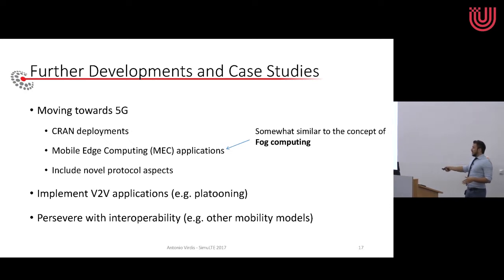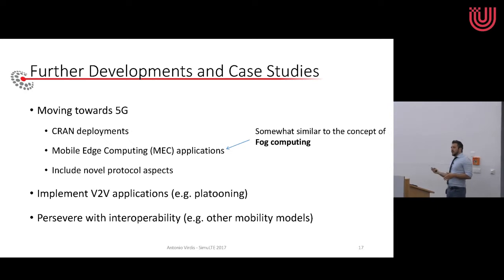Of course, we are currently implementing some vehicular V2V applications, for example, a platooning application, which is the idea of coordinating vehicles in a platoon. And we would like to persevere with the idea of interoperability, possibly including other mobility modules, because cellular communication is just a means to communicate, and having other mobility modules interacting in the same seamless manner might be interesting. I think we will have a lot of other presentations about this topic during the summit, so we can discuss this possibly.